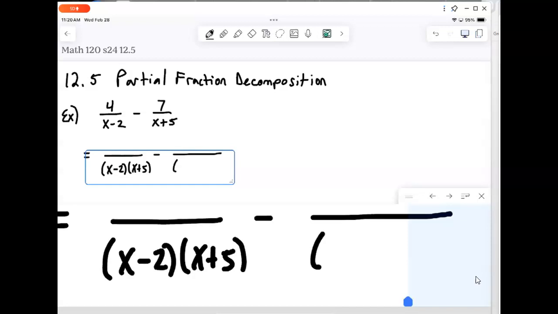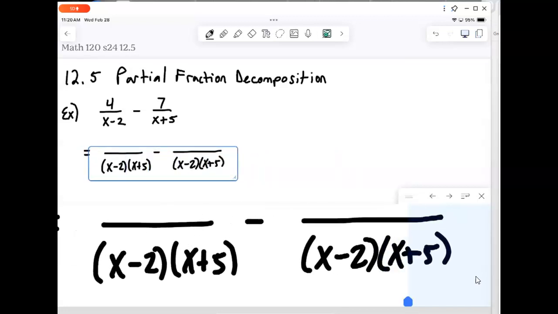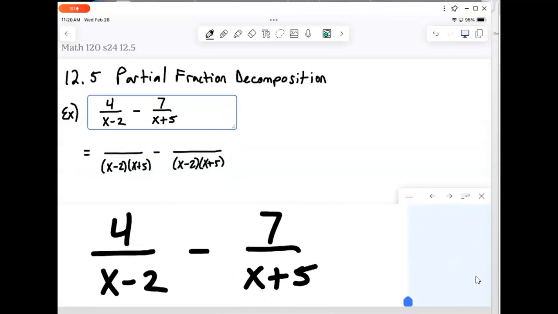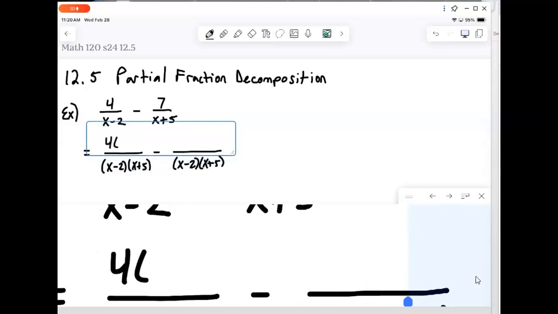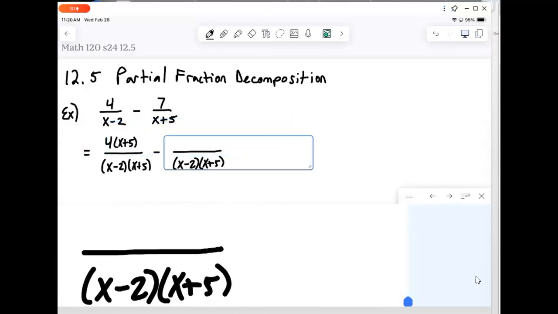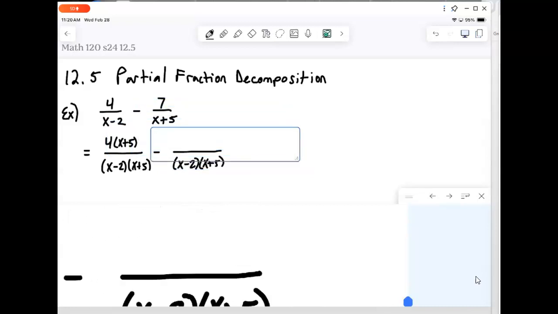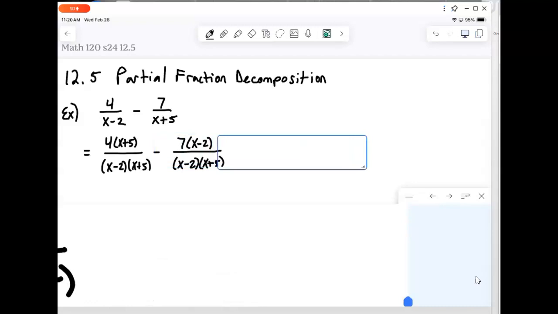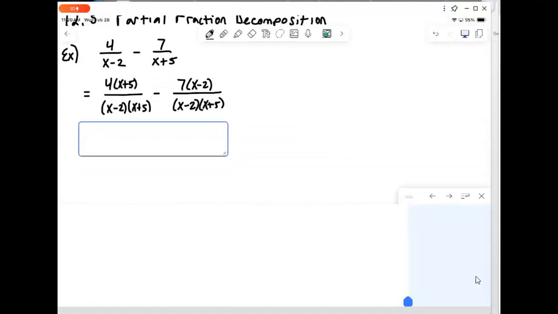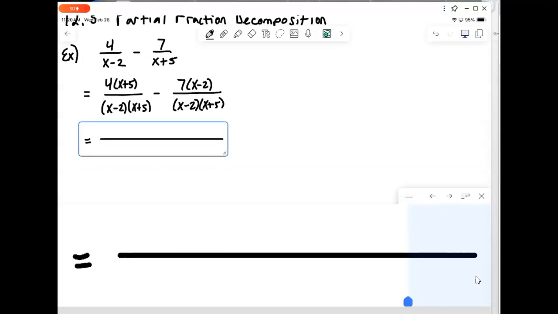So we rewrite our fractions with the common denominator. All right, and then we look and say, okay, what extra did I have to include? So for the first fraction, 4 over x minus 2, I needed to include an x plus 5. So I go up to the top, and I include an x plus 5. Okay. And then I move to the second fraction. I had an x plus 5 already. I needed to include an x minus 2, so I include an x minus 2. And once we have our common denominator, we can go ahead now and put our numerators together over that common denominator.